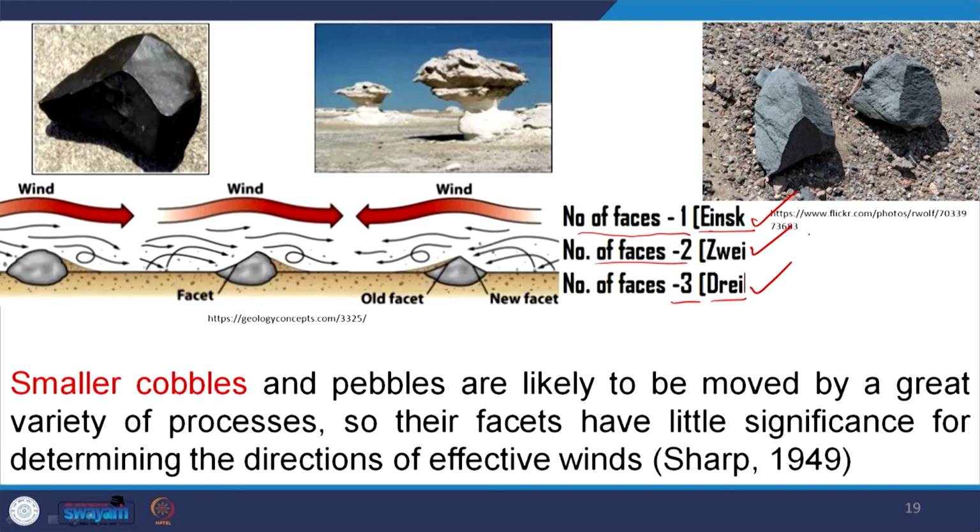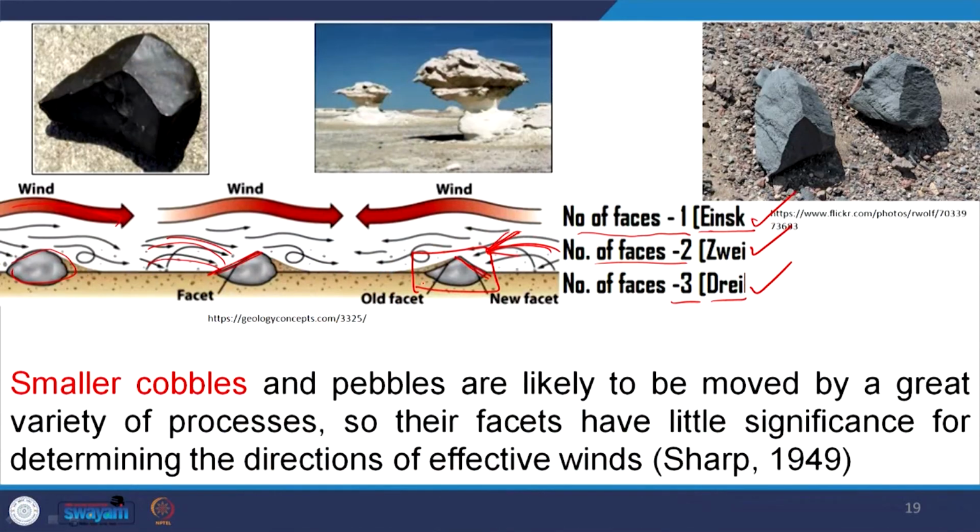Here this photograph shows the same thing: the pebble is intact and the wind is allowed to blow, and the saltating effect of the sand forms a facet surface. During a change of wind direction, suppose this is the daytime wind and this is the evening or night wind, due to this change in wind direction you see another facet is developed here. So if the whole system, this pebble, is undisturbed, by looking at these facets we can tell the wind direction and the change in wind direction.